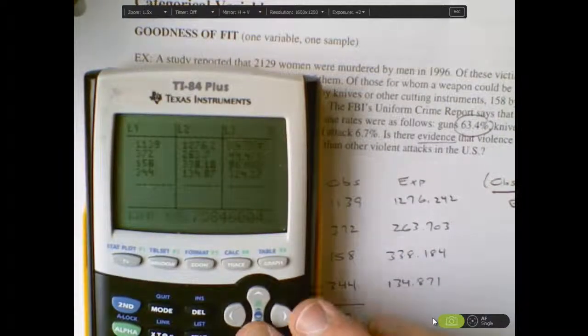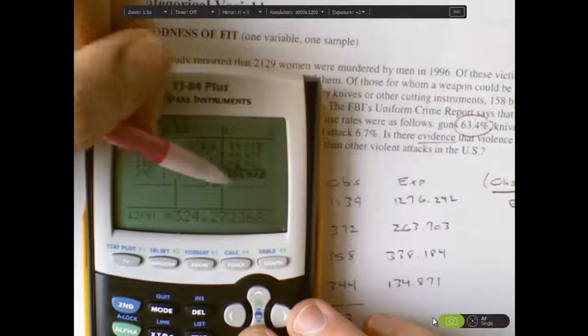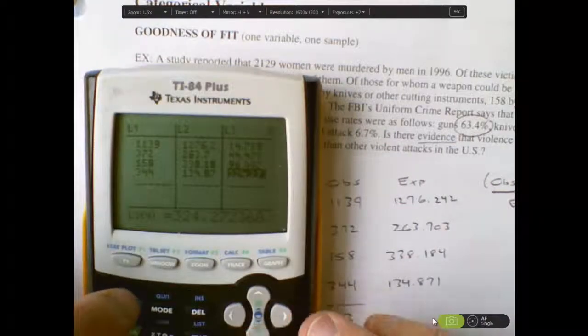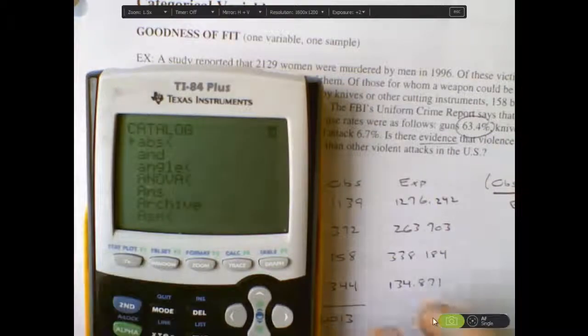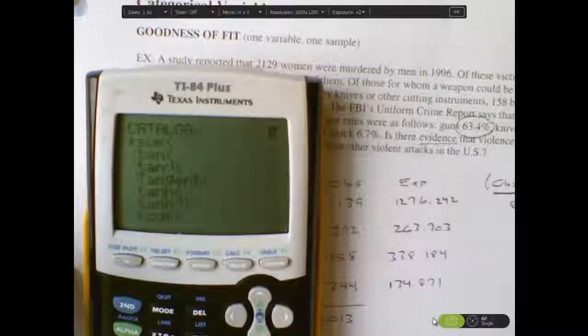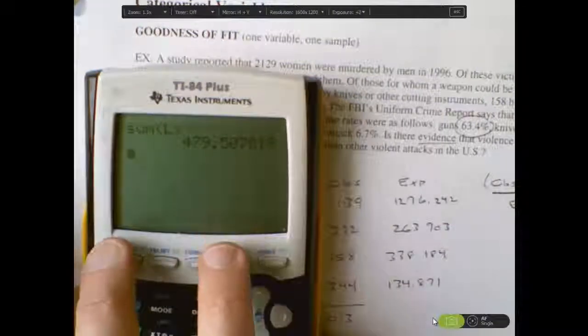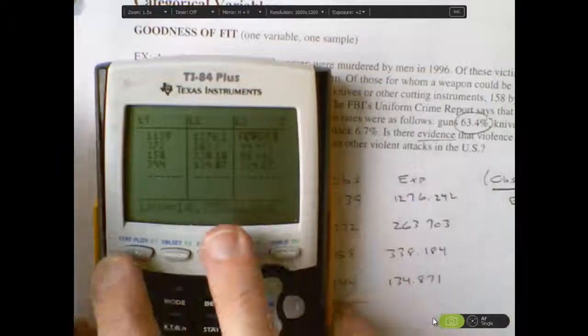Okay, so I can see by far the murders by personal attack contribute to the chi-square test statistic way more than anything else. I need to sum up this list, so I can go to the catalog, go down to T, arrow up to sum list 3. So that's my test statistic, 479.507. I'll come back to that in a minute.